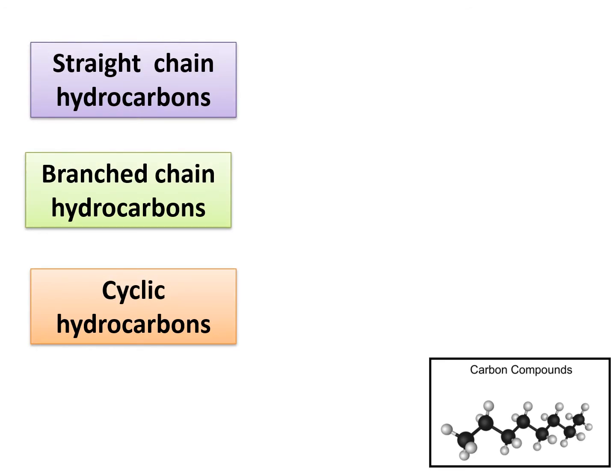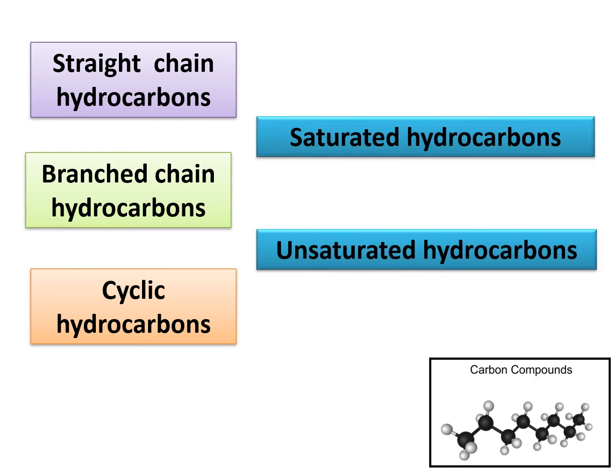Now we have studied three types of hydrocarbons: straight chain hydrocarbon, branched chain hydrocarbon, and cyclic hydrocarbon. All these three types of hydrocarbons are either saturated hydrocarbons or unsaturated hydrocarbons. Let's study each of these hydrocarbons in detail now.